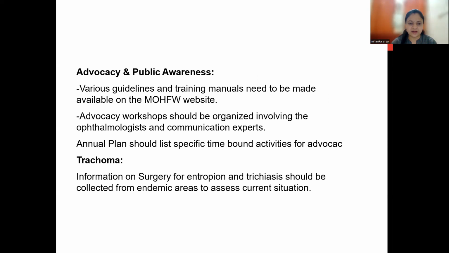Advocacy and public awareness. Various guidelines and training manuals need to be made available on the MOHFW website. An advocacy workshop should be organized involving ophthalmologists and communication experts. The annual plan should list specific time-bound activities for advocacy. Information on glaucoma and on surgery for entropion trichiasis should be collected from the endemic areas to assess the current situation.